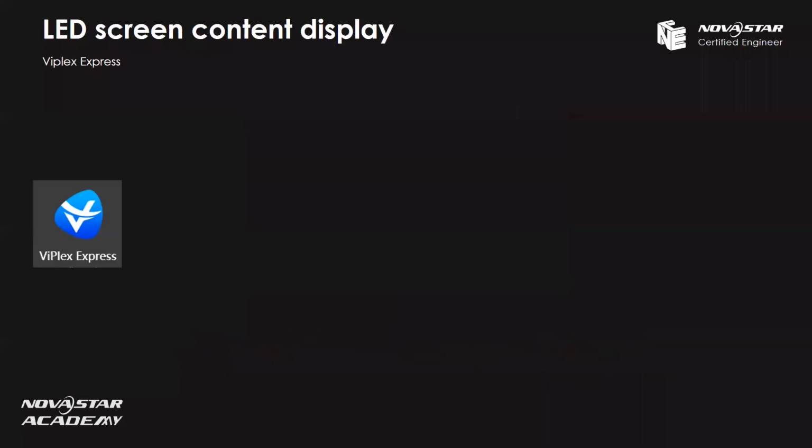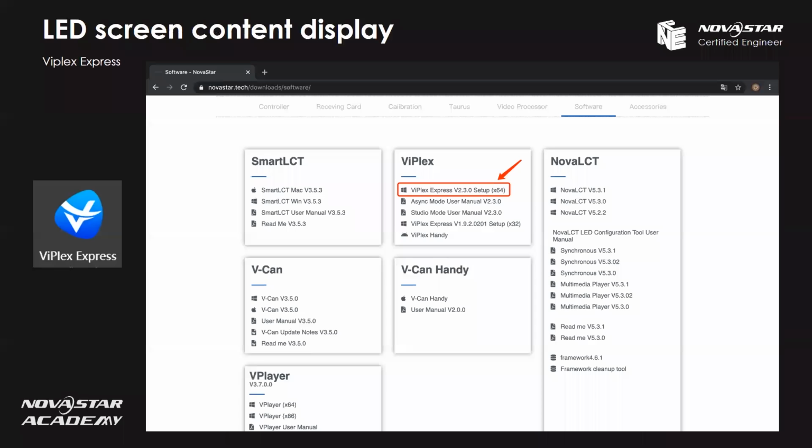If you have used our Tower series, you may be familiar with Viplex Express, because it has two modes and can be used for the synchronous system and also the asynchronous system. If you want to get this software, you can type novastar.tech in your browser, and it's on our official website. Click software, and you can find Viplex Express in this interface. The latest software version is Viplex Express v2.3.0. You can just download it from our official website.